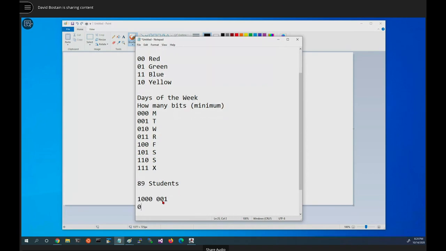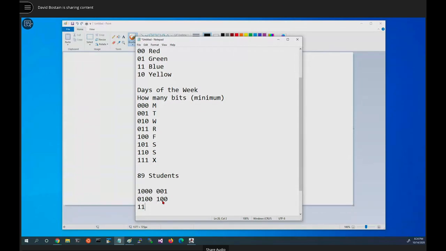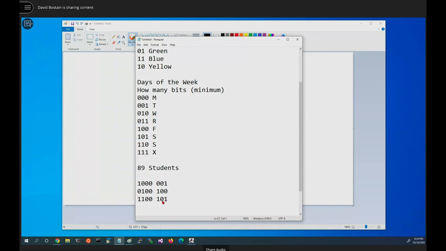Start students with some numbers. As long as we had all unique numbers, we could put down 89 different combinations of those numbers, and all the ones that didn't match would be error states or should-not-happen or can't-happen states, however we wanted to treat those.